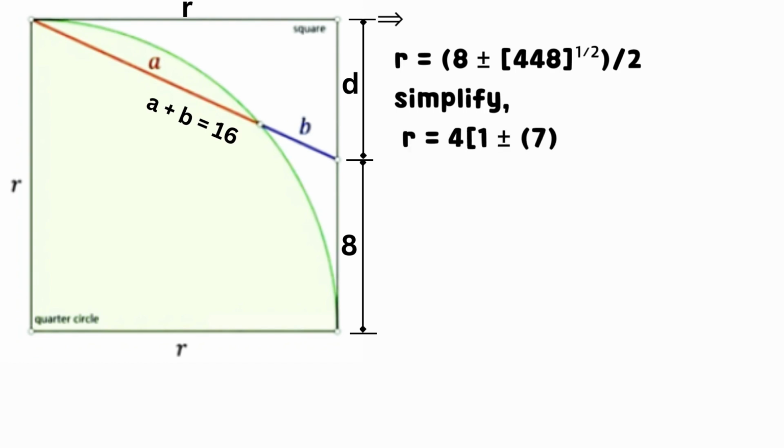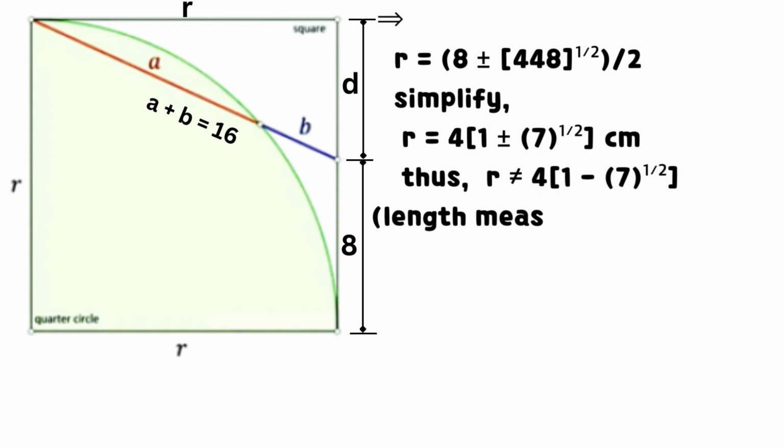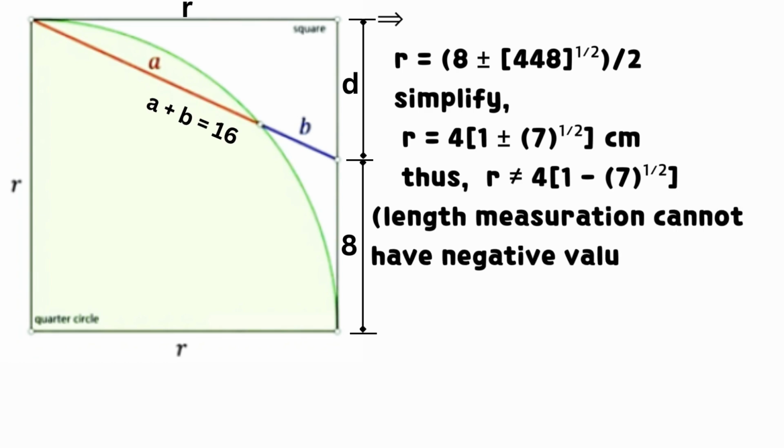Simplify further and we have that R equals the product of 4 and 1 plus or minus the square root of 7. Ignore the negative value of R as length measurement cannot have negative value. Therefore, R equals to 4 multiplied by the sum of 1 and the square root of 7 centimeters.